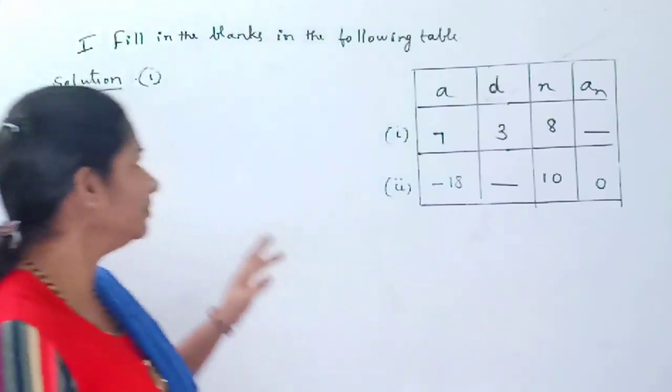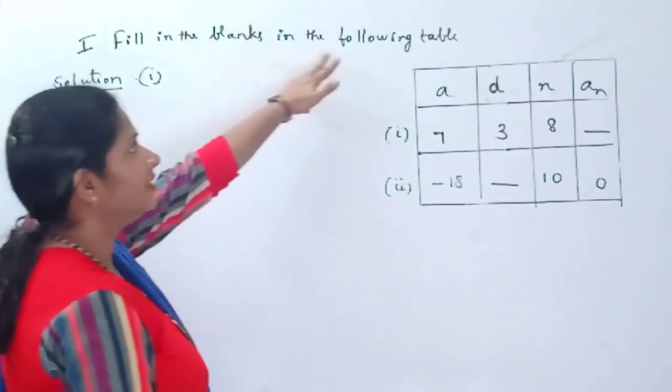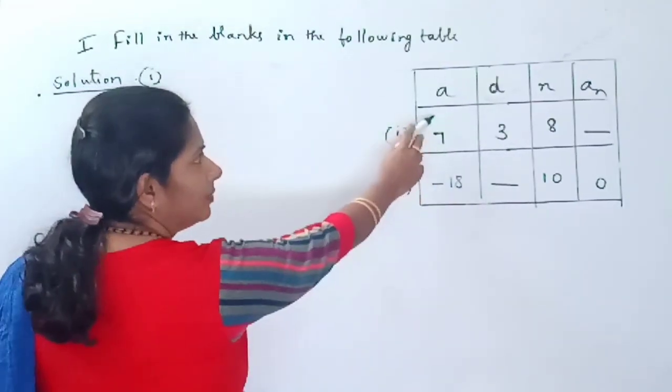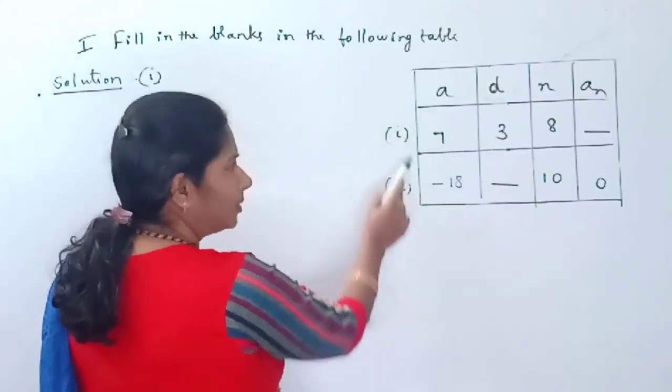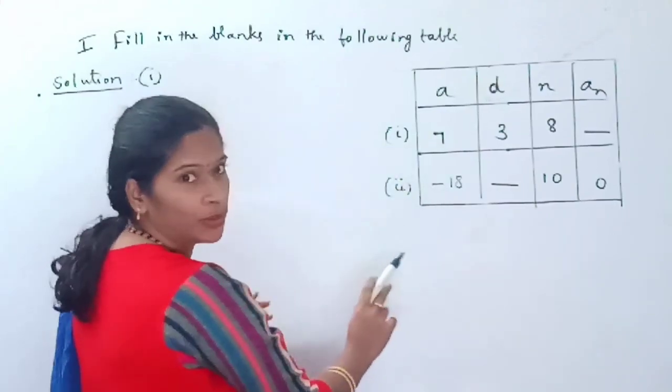Coming to the first problem. Fill in the blanks in the following table. So the table is given, children. There are 5 problems. In today's session, let us solve 2 problems.